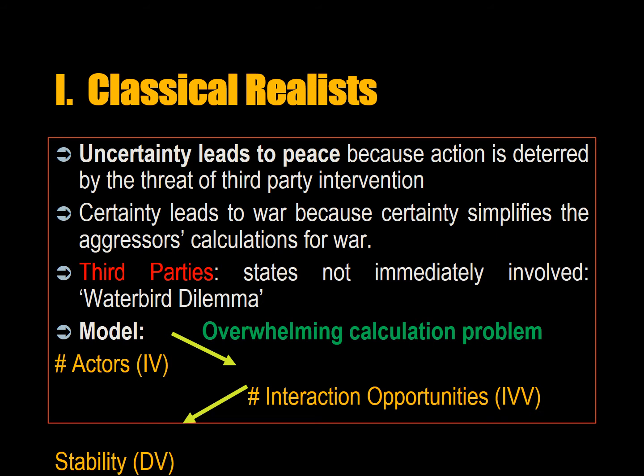So you're not going to go to war if you're not sure what other countries are going to do. Certainty leads to war because certainty simplifies the aggressor's calculation for war. So these are states that are not immediately involved in a dyadic dispute. You know, they can pick either side.